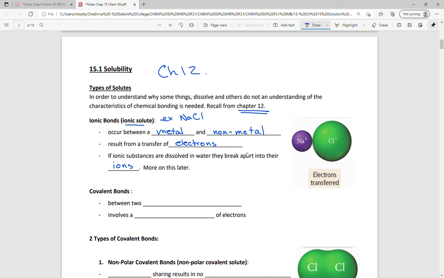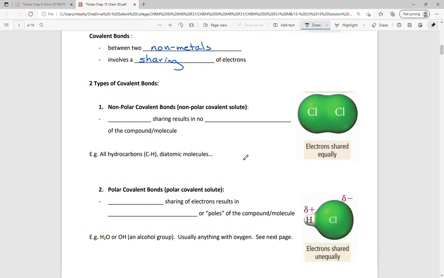In contrast to ionic bonds are covalent bonds. Covalent bonds happen between two nonmetals. They were named in nomenclature with the prefixes, like carbon dioxide, carbon monoxide. It involves a sharing of electrons. There are two different kinds of covalent bonds, as we talked about. We could talk about nonpolar covalent bonds. The first kind would be equal sharing.